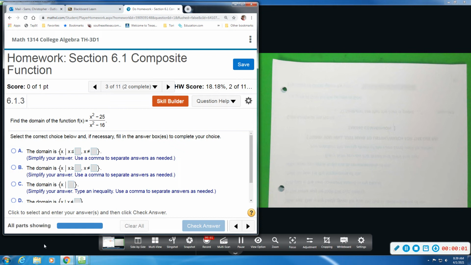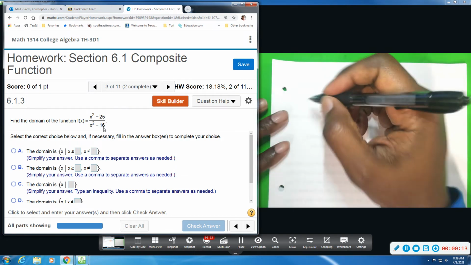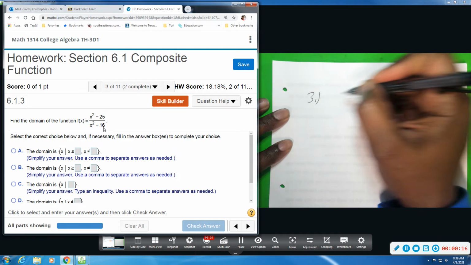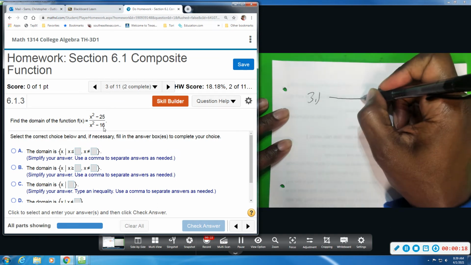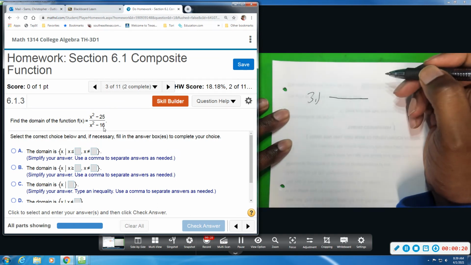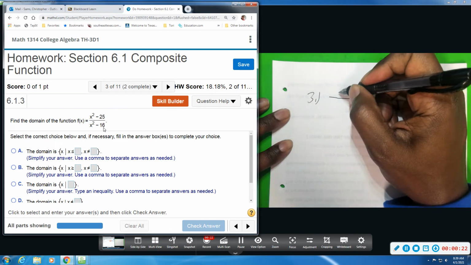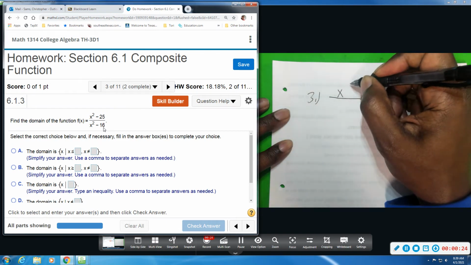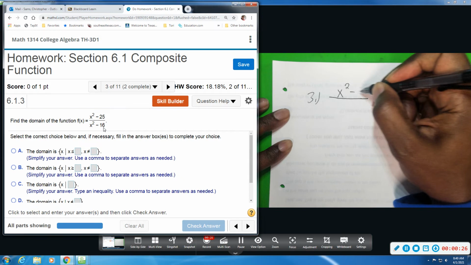Okay, number 3, we want to find the domain of this function. And so since we have a fraction, we have to focus on what makes the denominator 0. So one of two things you can do. You can factor the denominator and then set it equal to 0, or you can set it equal to 0 and then solve it that way. I'll try to show you both.